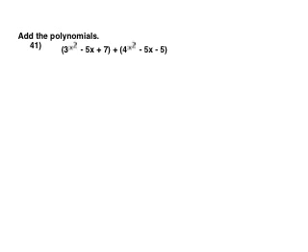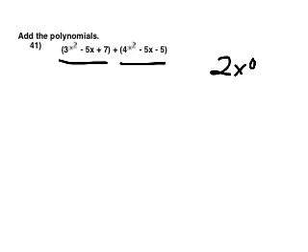Number 41, add the polynomials. Adding or subtracting polynomials is about combining like terms. It's different than multiplying and dividing. When you add polynomials, and polynomials are these things, it could have one term. It could be 2, that's a polynomial, because it could have x to the 0 power, right? x to the 0 power equals 1, and 2 times 1 equals 2.